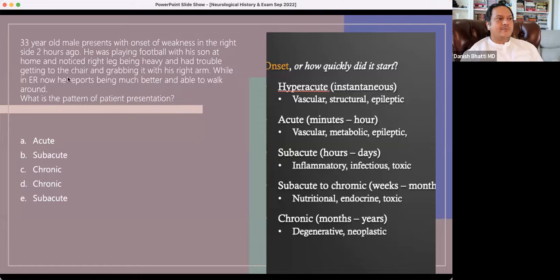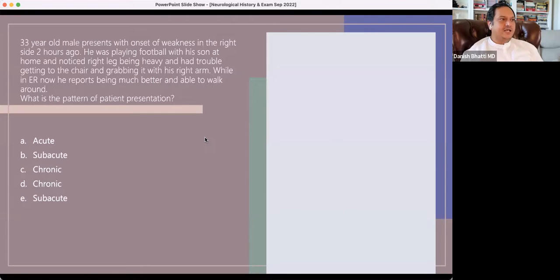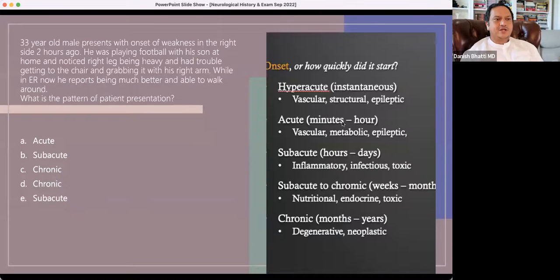But more commonly, we will label someone like him as acute with onset between minutes to an hour. So it took a few minutes to realize what is going on, and that is what is called acute. If someone suddenly collapses, you can call it hyperacute. But if someone like him who has problem with the leg, he walks around, grabs a chair, sits down, it takes a few minutes to do it, you will call it acute, not hyperacute. And often the onsets of acute are from vascular or epileptic or metabolic etiologies.